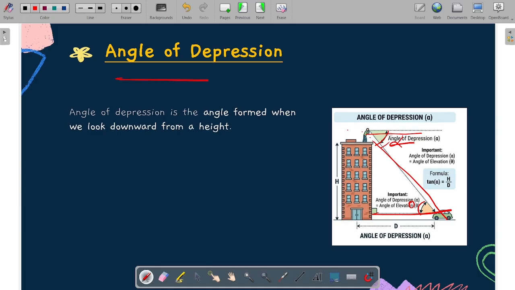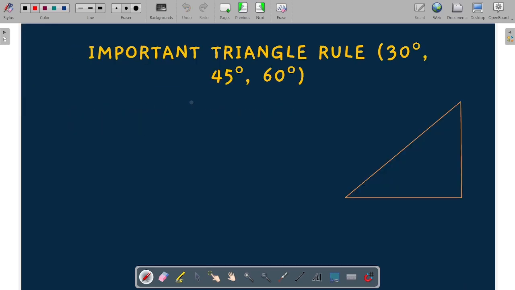So this is the angle of depression, and then this angle will be 90 minus alpha. 30 डिग्री, 45 डिग्री एंड 60 डिग्री. अगर आप लोगों ने मेरा पहला वीडियो नहीं देखा तो आप पहला वीडियो देख सकते हैं जहाँ पे हम लोगों ने 30 डिग्री का वैल्यू, 45 डिग्री का वैल्यू एंड 60 डिग्री का वैल्यू डिस्कस किया है.